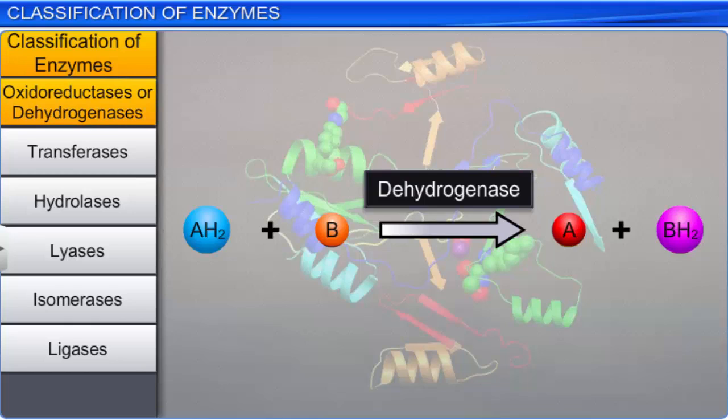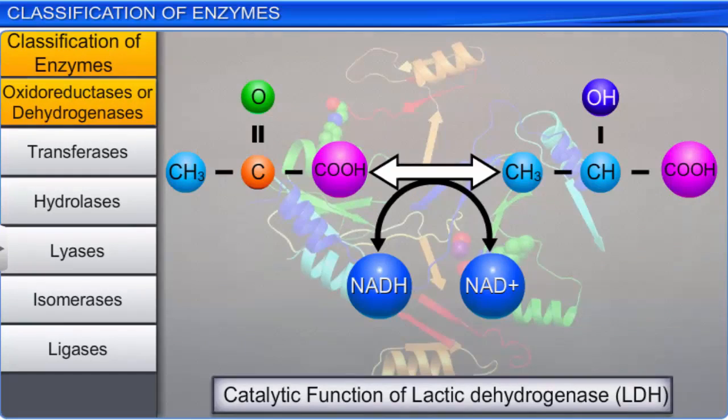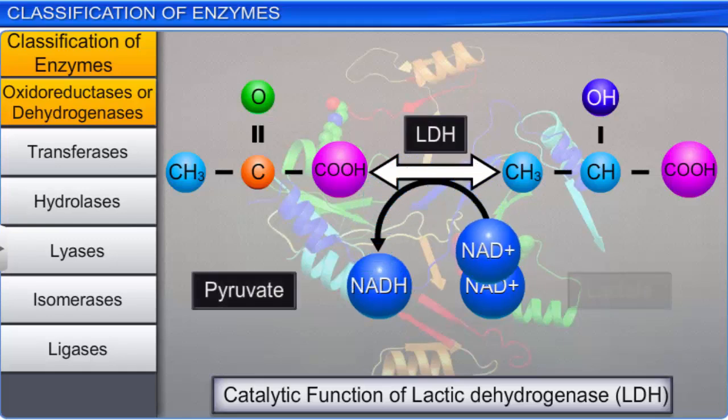Oxidoreductases or dehydrogenases are enzymes that catalyze the transfer of electrons and hydrogen ions from one molecule, called the reductant, to another molecule or the oxidant. Here, the reductant is the electron donor, while the oxidant is the electron acceptor. An example of an oxidoreductase enzyme is lactic dehydrogenase, which converts pyruvic acid into lactic acid and vice versa.